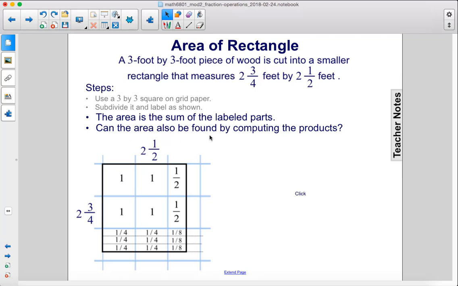Can the area also be found by computing the products? Yes, it can. We could just multiply 2 3/4 times 2.5, which gives us 6 7/8 feet, which is what you get when you add up all of these fractions in here.